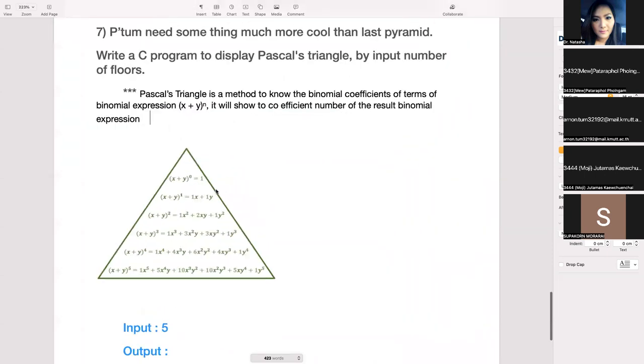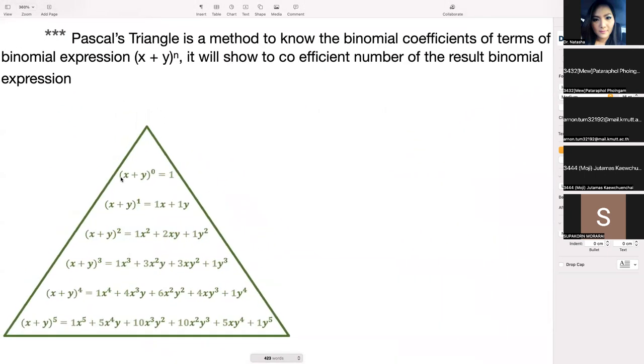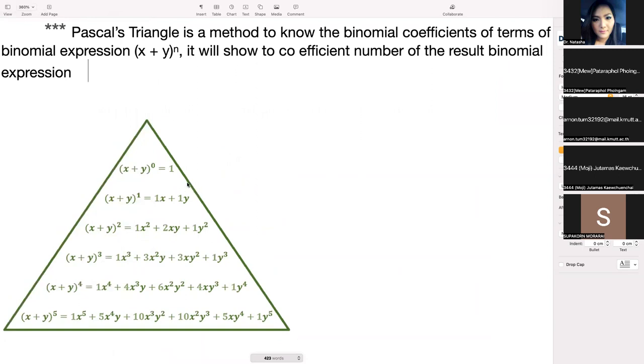So basically, (x plus y) to the power of 0 is 1, (x plus y) to the power of 1 is x plus y, and (x plus y) to the power of 2 is x squared plus 2xy plus y squared, and so on. If you look at the coefficients in front of x and y, they will be 1; 1, 1; 1, 2, 1; 1, 3, 3, 1; 1, 4, 6, 4, 1. This is Pascal's triangle.